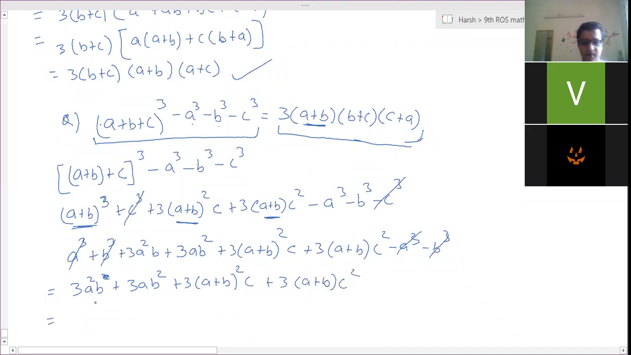Correct? So why is it 3(A plus B) C square, sir? Why is it 3(A plus B) C square? Here, this one. Okay. No, sir, why did we get C square in the step?